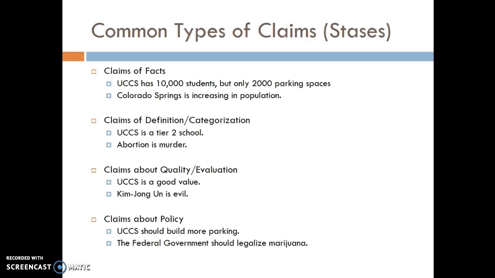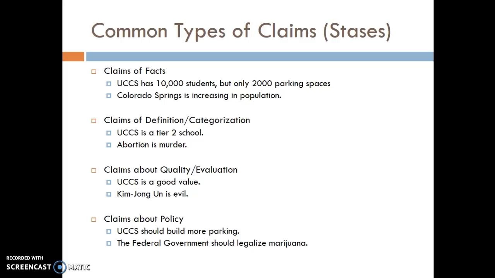One of the primary focuses of this course is stasis theory. And in stasis theory, we try to divide claims into their types and think about how they work structurally. So some types of claims that we can make are claims of fact, so things that are objectively verifiable out in the real world. We could go and measure them and actually find out somehow. UCCS has 10,000 students, but only 2,000 parking spaces, and Colorado Springs is increasing in population.